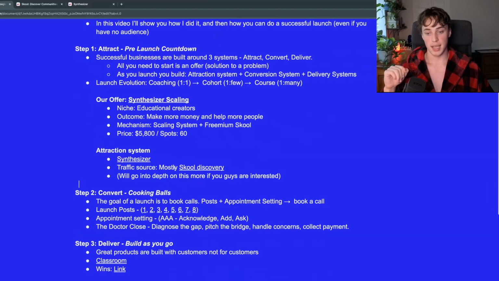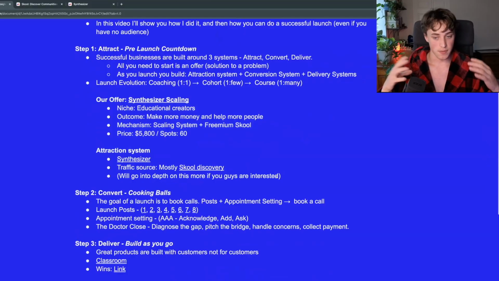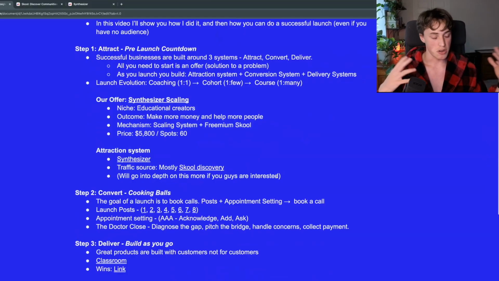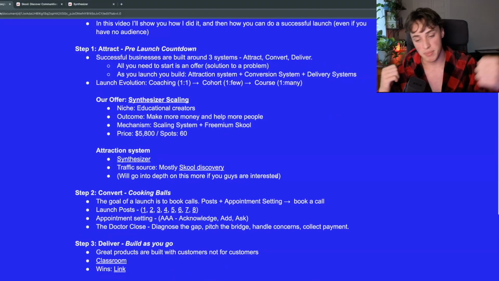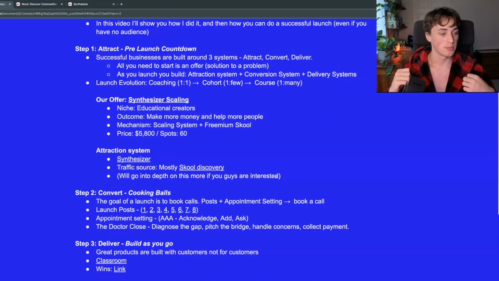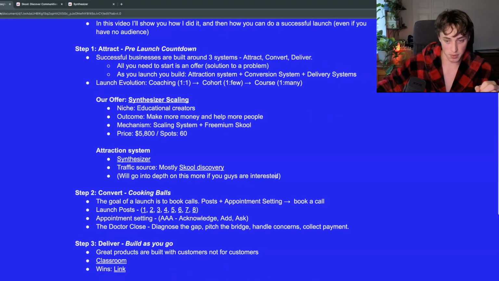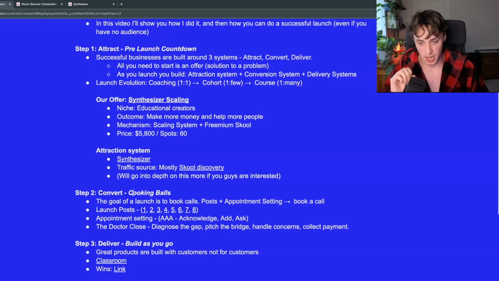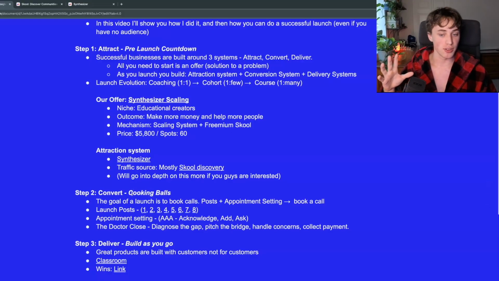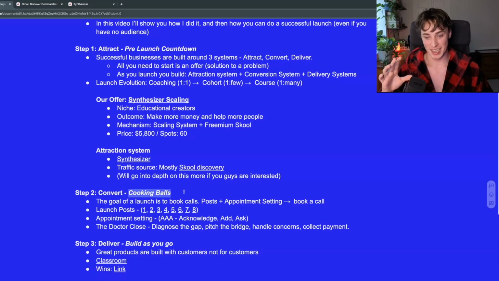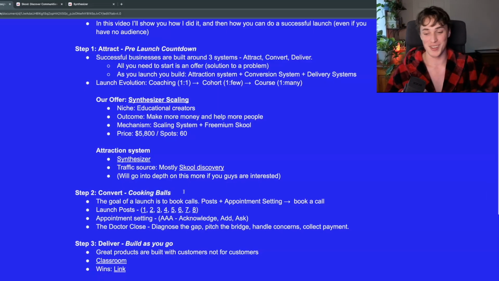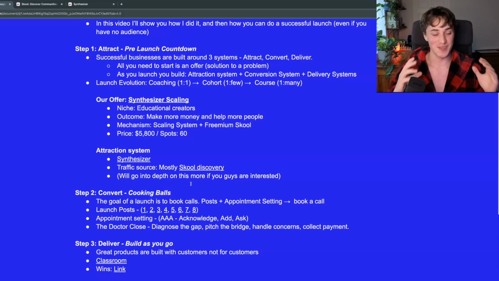Then the second step, once we had our offer, we had our traffic source, was how do we convert these people into paying customers? How do we bring the right people to our door, knocking on our door, and turn away the wrong people? And I guess there's a little typo here. I meant to say booking calls, not cooking balls, but maybe that's the joke of the day. You need to cook balls. You need to book calls. And the goal of a launch is to book calls.